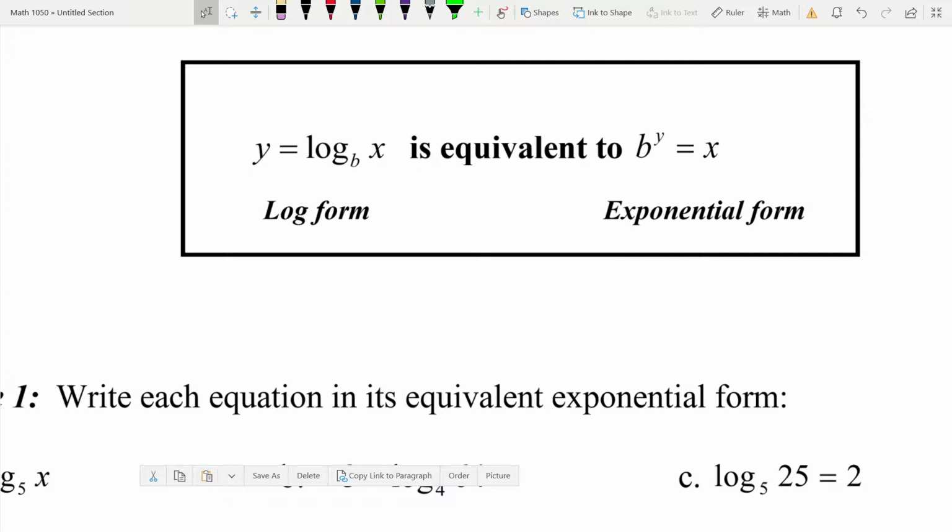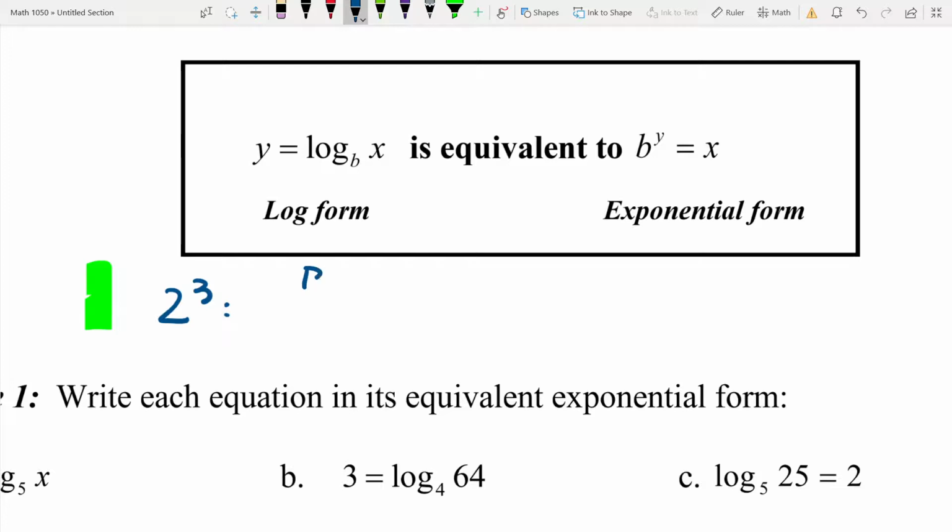I want you to write, everybody write down 2 to the third. You have a base in that expression, and you have an exponent. So the base is the what? Everybody talk to me. The base is the 2, and the exponent is the 3.